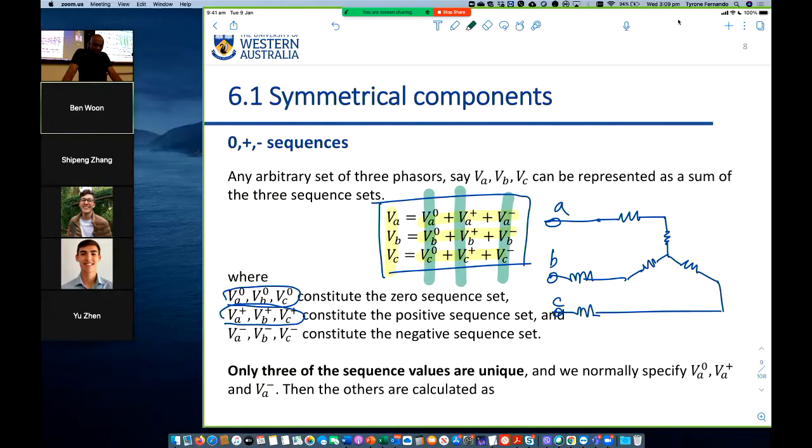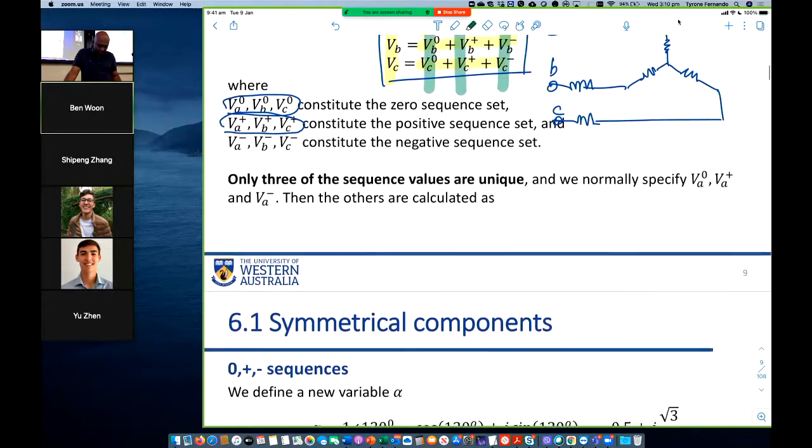So we have some phase voltages, VA, VB, VC, which are not symmetrical. We decompose them into sequence voltages, right? And we can sum the sequence voltages to get the phase voltage on the left-hand side. And the sequence voltages have some symmetry. That's what we have.